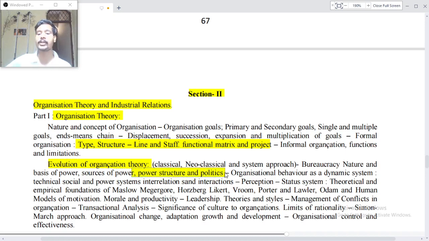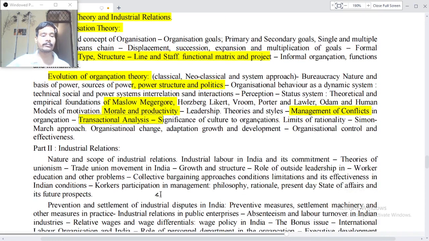structure and politics, organizational behavior as a dynamic system, technical, social, and power systems in interrelations and interactions, perception, status system, theoretical and empirical foundations of Maslow, McClelland, Herzberg, Likert, Vroom, Porter and Lawler, Adams, and human models of motivation. Morale and productivity, leadership theories and styles, management of conflict and organization, transactional analysis, significance of culture to organizations, limits of rationality, Simon and March approach, organizational change, adaptation, growth and development, organizational control and effectiveness.